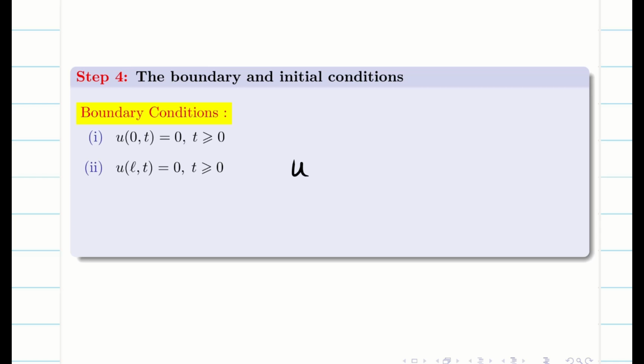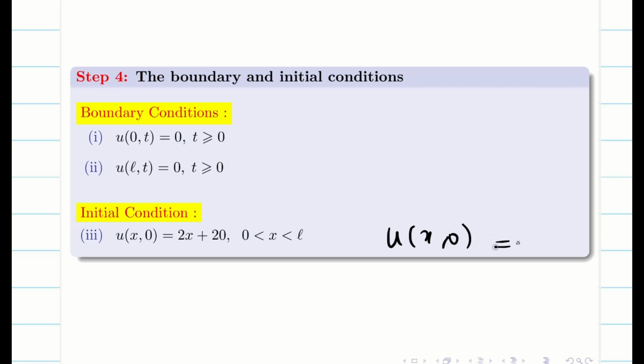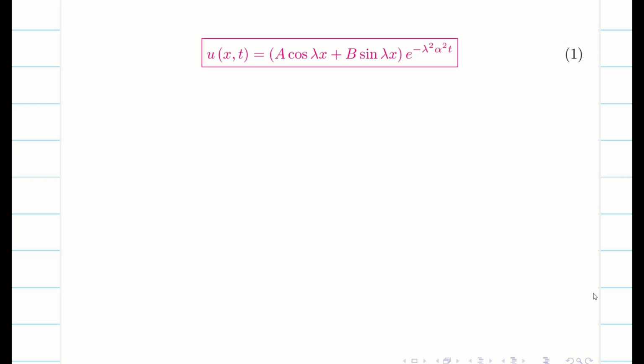But in the whole problem, I am going to take this 30 centimeter as L except this place. Therefore, my second boundary condition is u of L comma t equal to 0, which makes it very convenient to solve the problem. Then the initial condition is u of x comma 0 equal to 2x plus 20, where x lies between 0 to L.